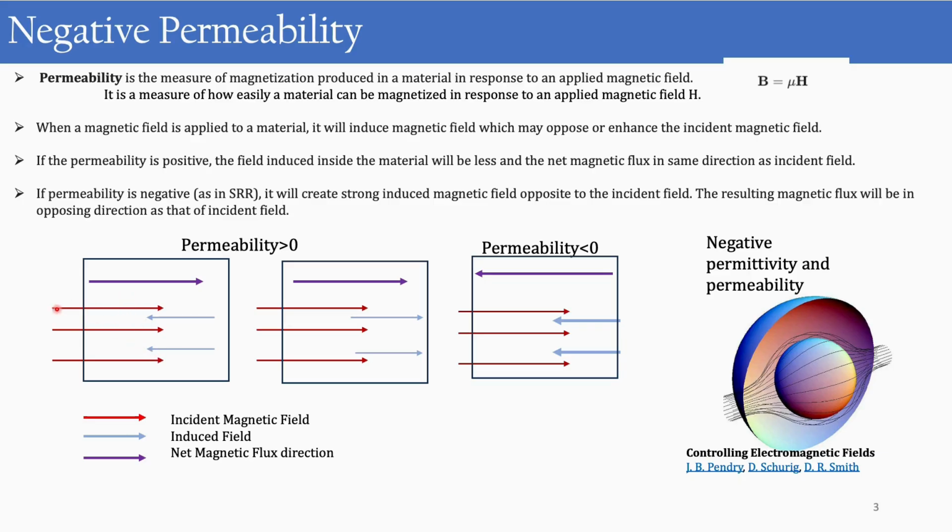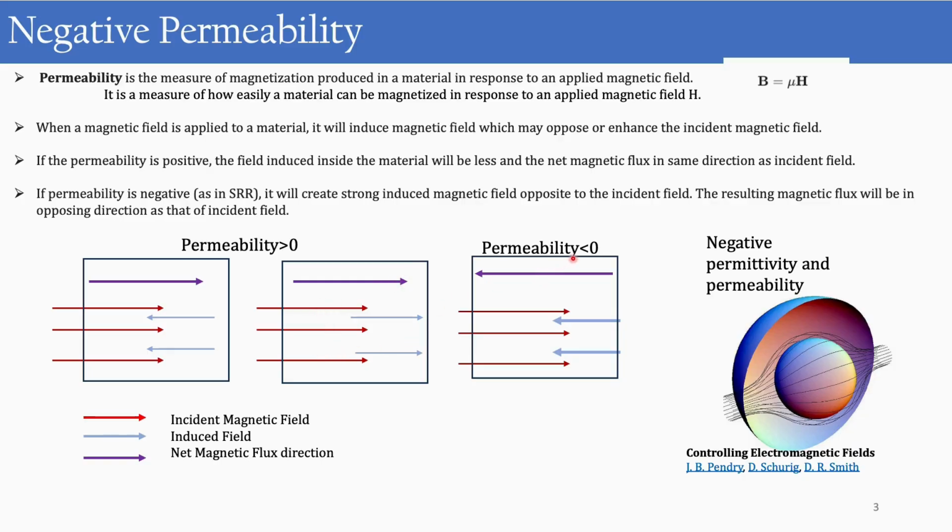Here in the first example, we can see that when I apply an incident magnetic field, it provides an induced magnetic field which is opposing the incident magnetic field. As the magnitude of this induced magnetic field is small, the total flux will be in the same direction as the incident magnetic field. In the second case also, as the induced magnetic field is in the same direction as the incident magnetic field, the net flux is also in the same direction.